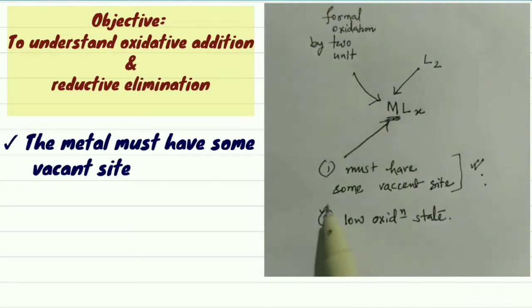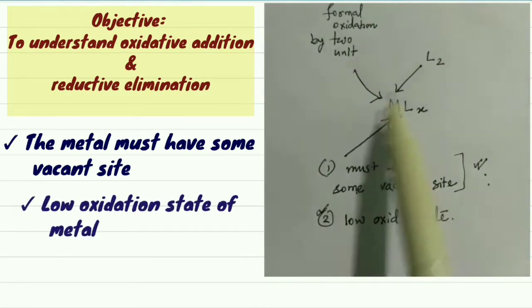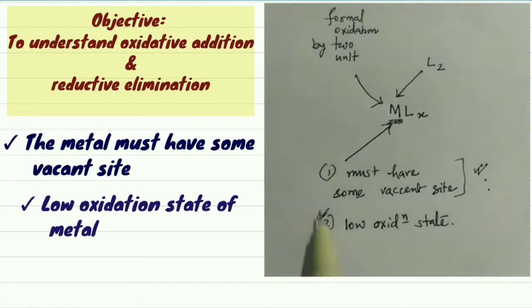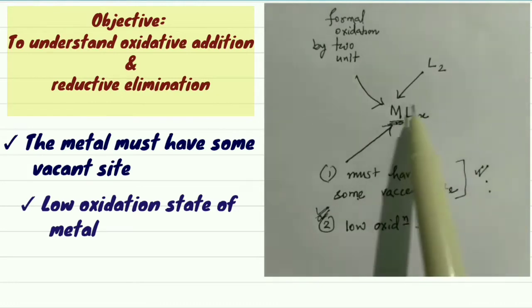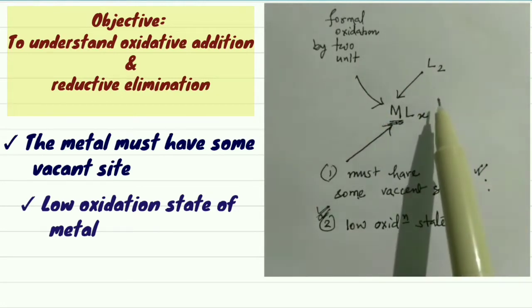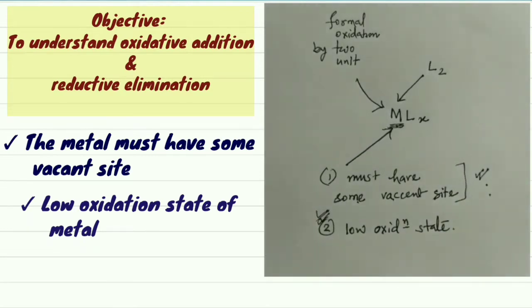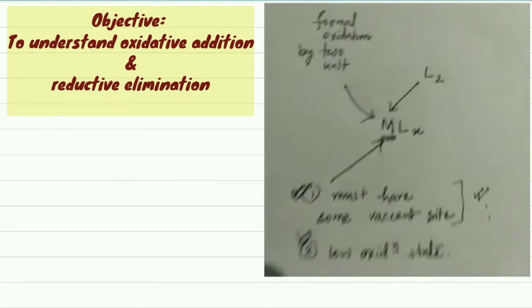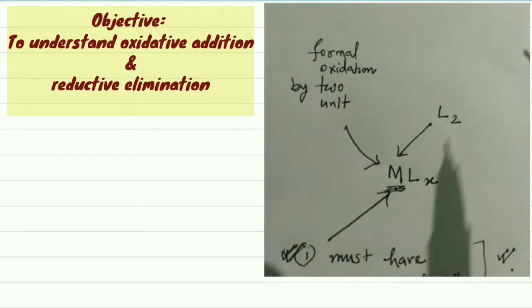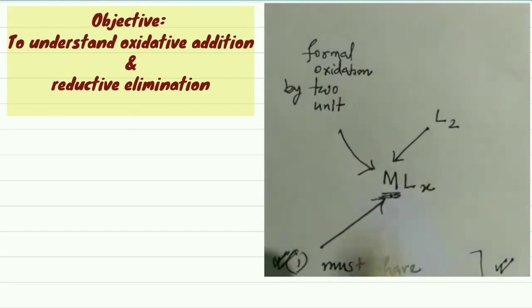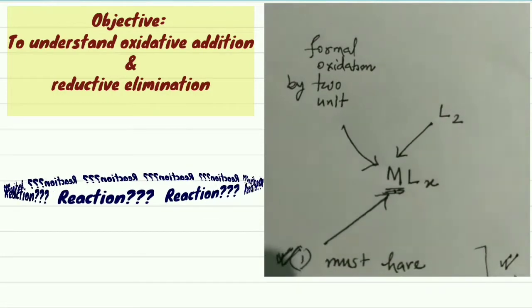And the second point is that the oxidation state of the metal must be low. These two conditions must be satisfied by that metal; then only those types of organometallic complexes can show oxidative addition reactions. Now suppose this complex is going to show the oxidative addition reaction. What is going to happen when the reaction occurs?